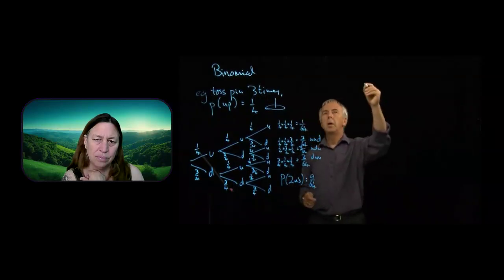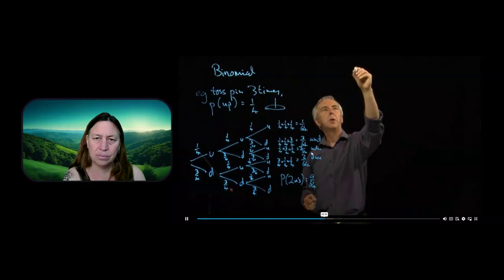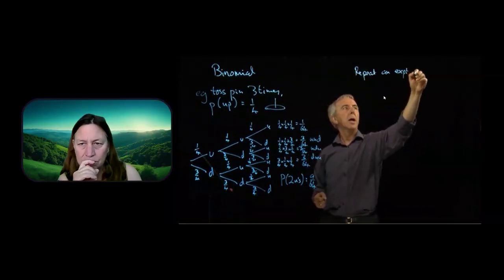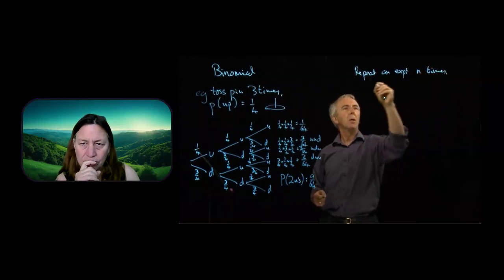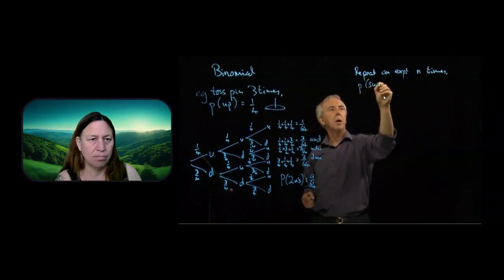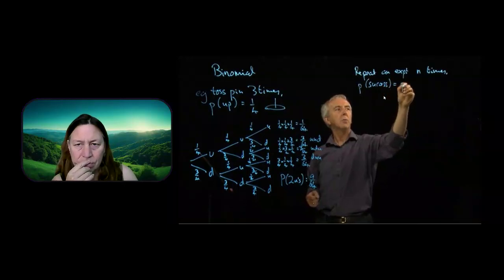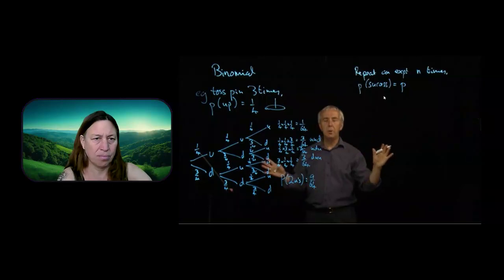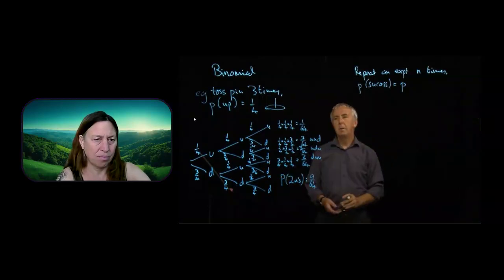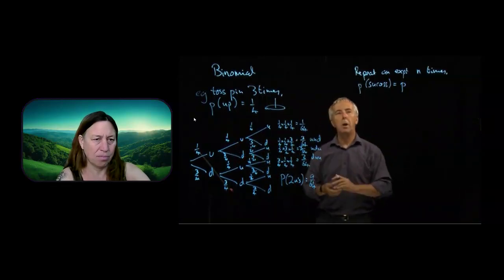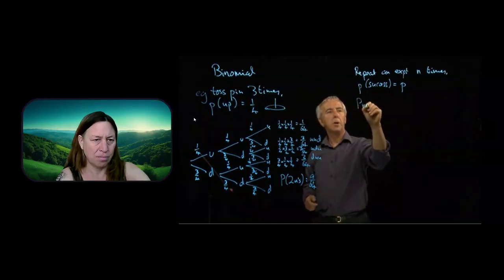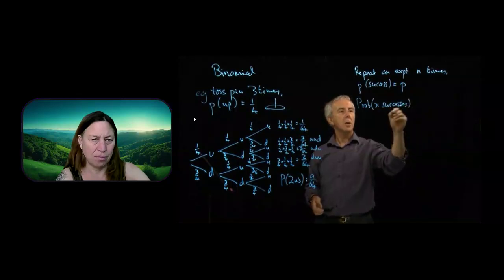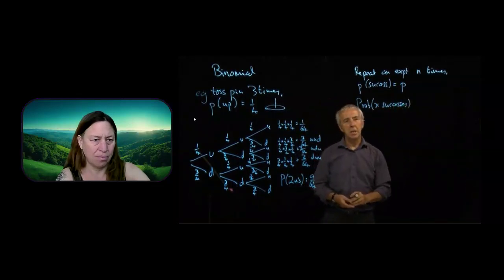Let's now look at a case where we have an experiment. So we repeat an experiment n times, and the probability of a success equals p. So in this case, that was a quarter, and we did it 3 times. What's going to happen generally? Well, we can imagine what the tree diagram would look like. So the probability of x successes, how can I get x successes?